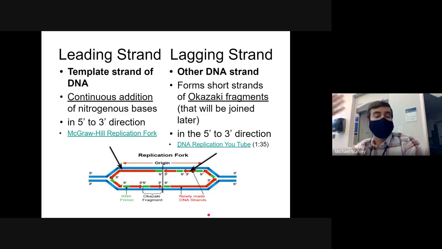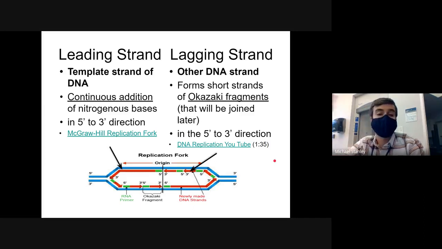So you guys won't ever have to write an essay or a paragraph about what the differences are between the leading strand and the lagging strand. But you should be able to tell, if somebody describes it to you or if you're shown a picture of it, which one is the leading versus the lagging strand. And why is it that one strand is able to just continuously add bases, whereas the other one has to form those short fragments?